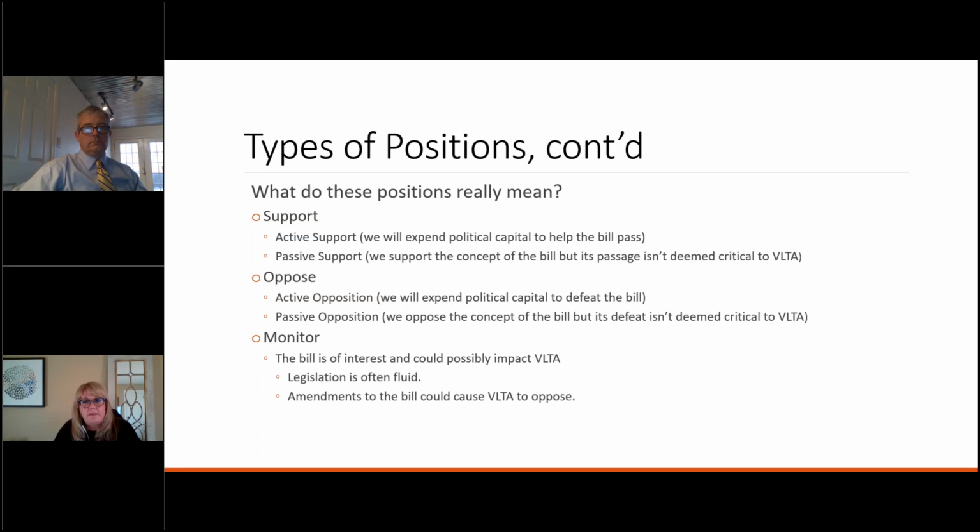And again, same thing with a passive opposition. It may just be saying, no, we don't think this is a good idea, and so we're not going to support it. But we're not going to go out and be hitting legislators up and saying we don't think you should support this. But if asked, we are going to say we do oppose this, and here are the reasons.